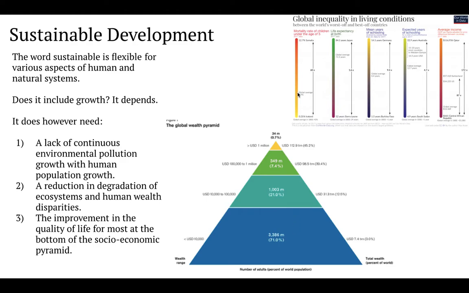And there's many global inequities that we need to figure out in terms of things like mortality rates, life expectancy, the number of years you go to school, the expected years of schooling based on your income, and also average income. Someone in the Central African Republic is worth $661 on average. The average Qatar person is worth $116,000.